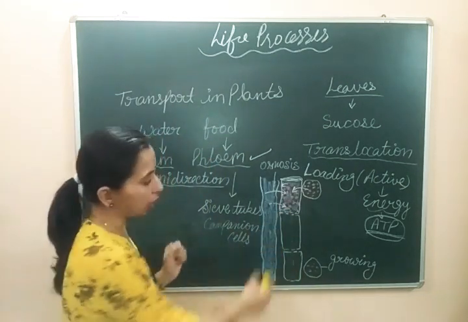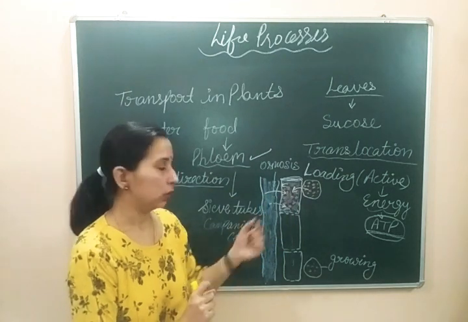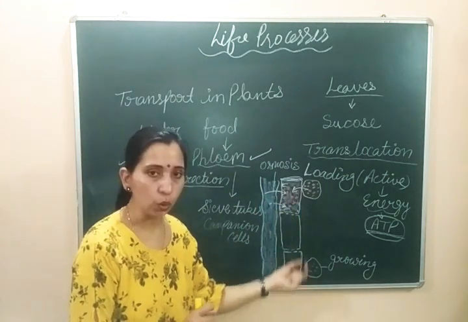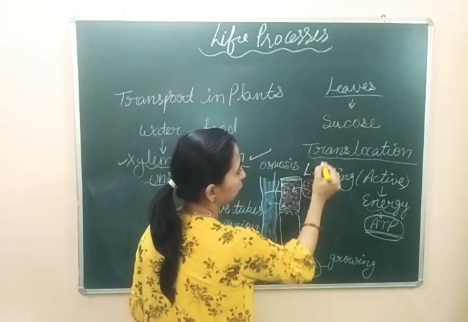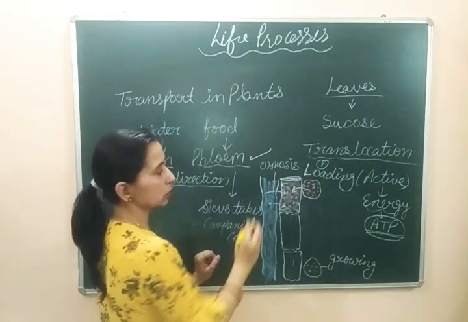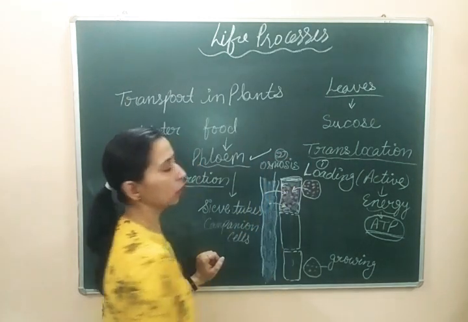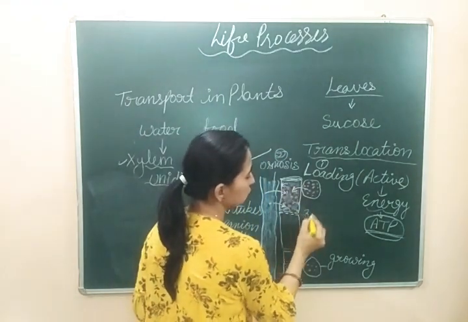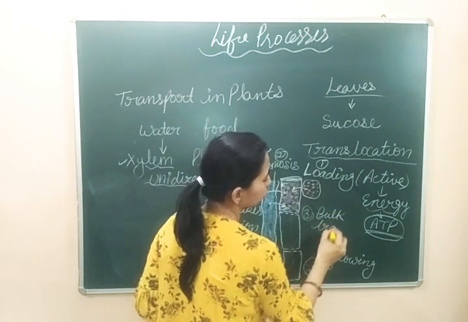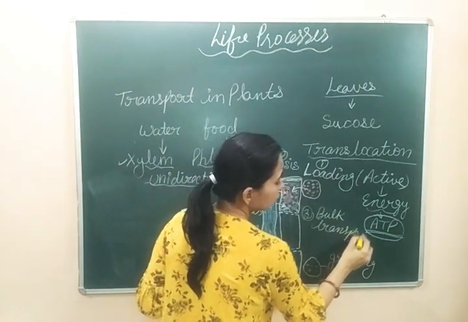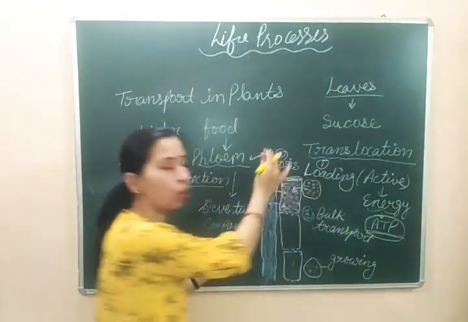In this case, now after creating a high pressure area, these substances are transported downward, and this transportation is known as bulk transport. We will label the numbering. This is the first process, loading. Second, osmosis, and now third process is done, that is bulk transport. यहाँ पे bulk transport होगा. Bulk transport means the transportation of whole material.